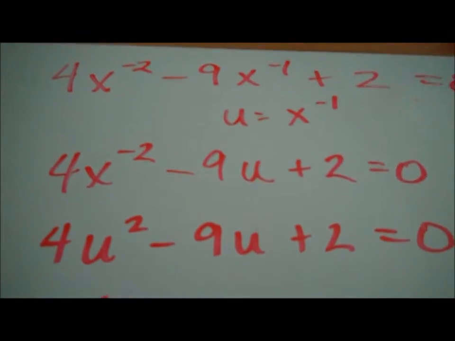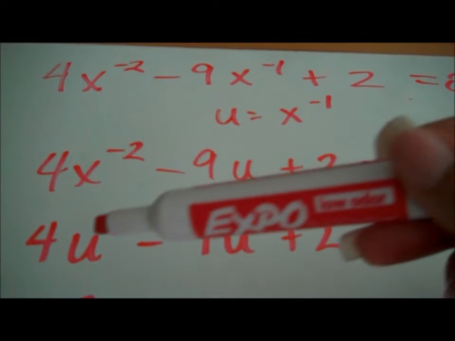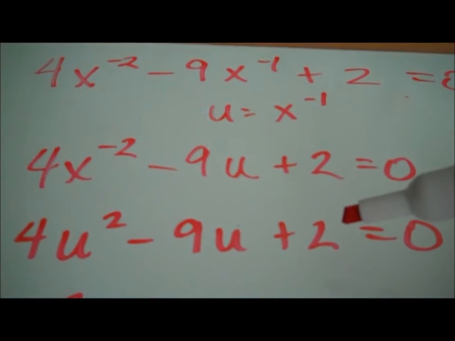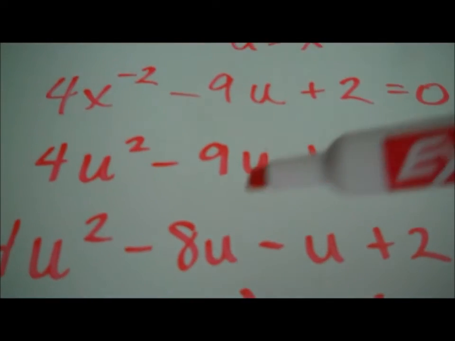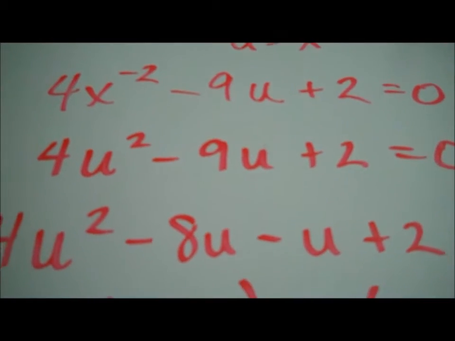Okay, since we have a 4 up front, we have to use the AC method, so I have to take 4 times 2, which is a positive 8. Think of factors of positive 8 that would add up to negative 9. And I have negative 8 and a negative 1, so I have to use the AC method to factor this out.